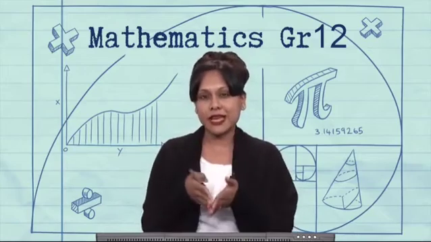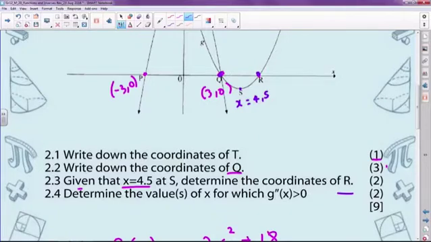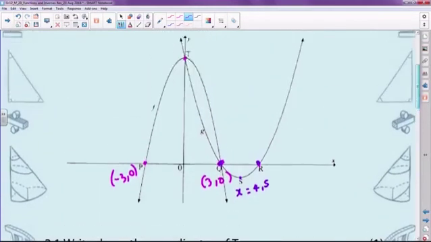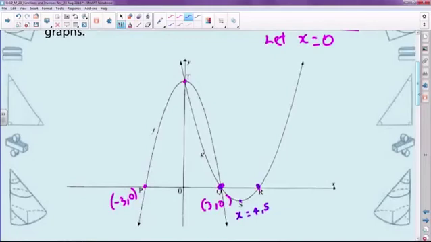Now, this point S is actually at the turning point of this graph g, which means you've got your axis of symmetry. So you've got your axis of symmetry, which remember divides your graph into 2 equal parts. So therefore, you know that the axis of symmetry at the turning point is x is equal to 4.5.